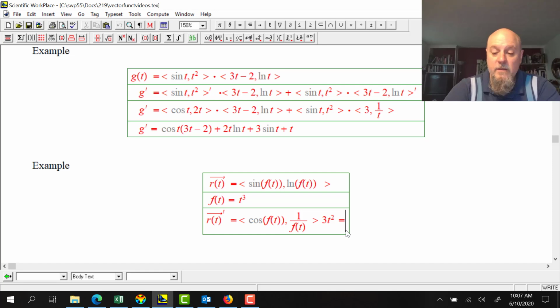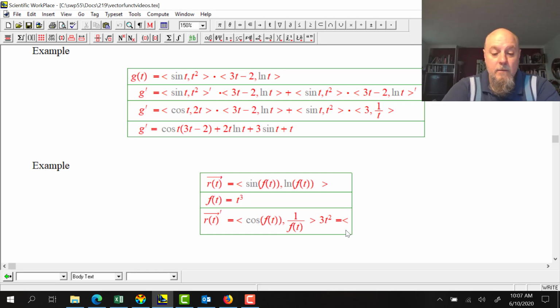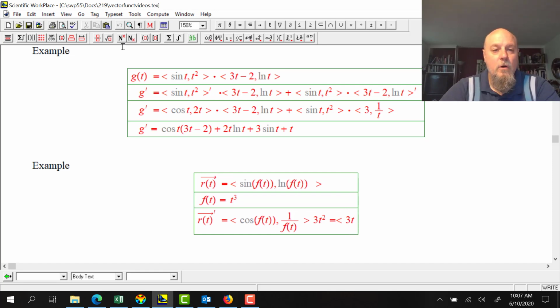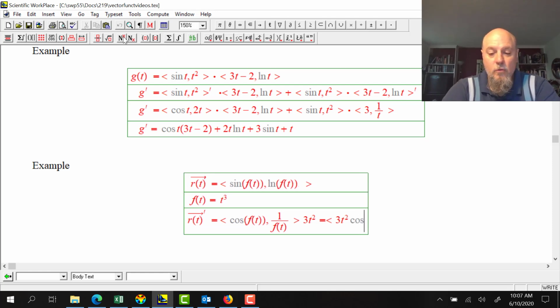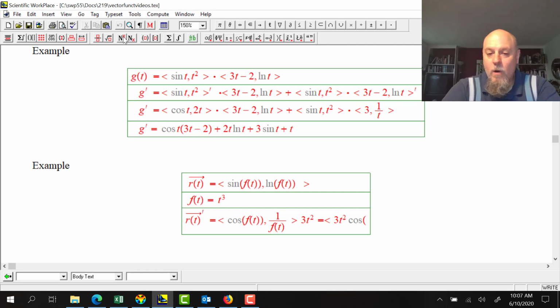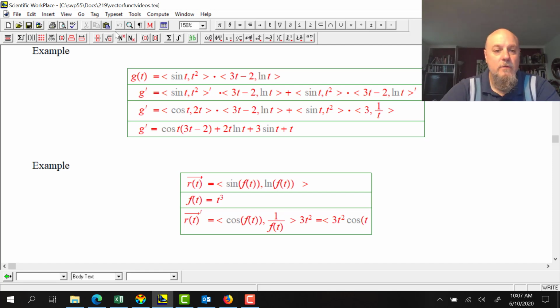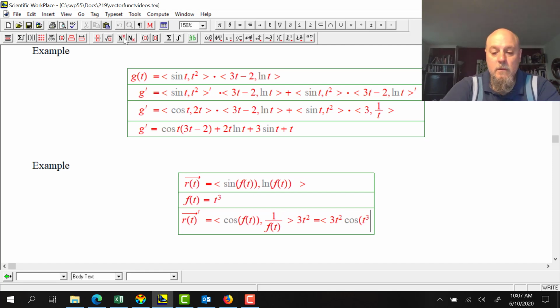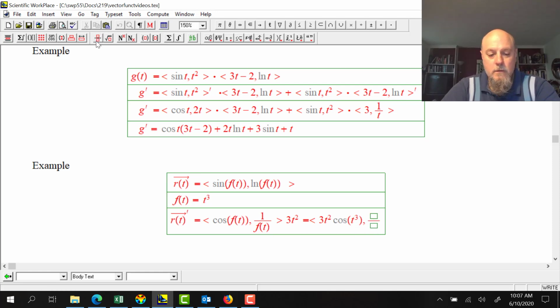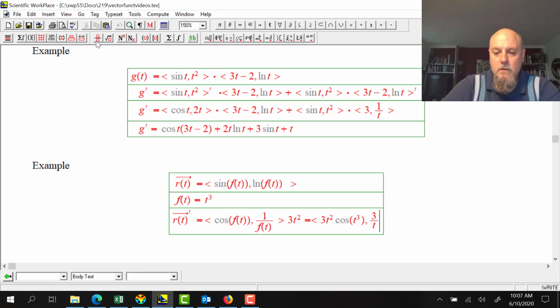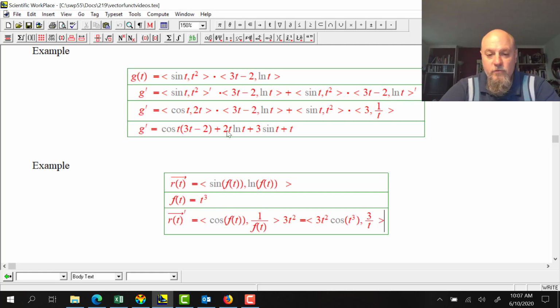Now I can clean this up by distributing this into the vector. I can write this as 3t squared cos of, and now I could, if I want, write what f is. It's t cubed. And this will be 3t squared over t cubed, which would just be 3 over t. So there's the derivative, using the chain rule.